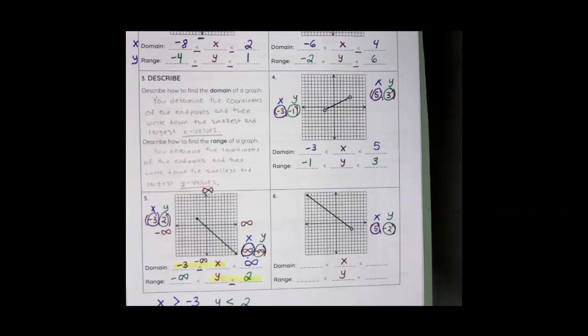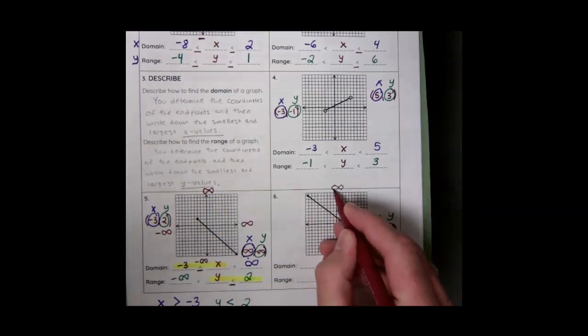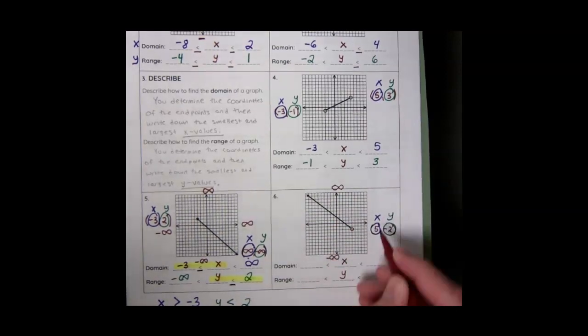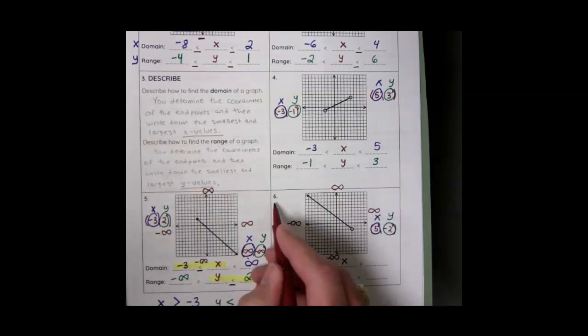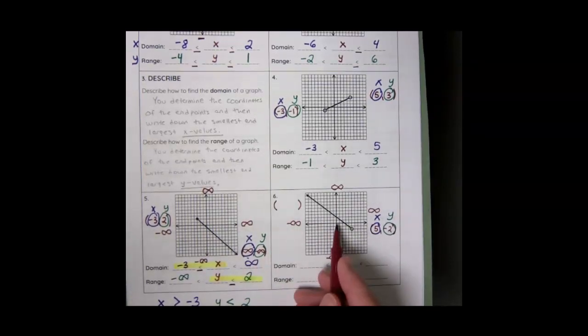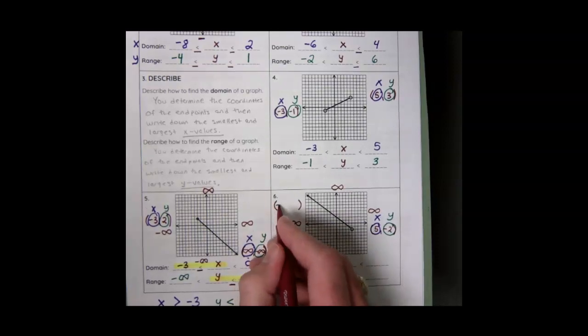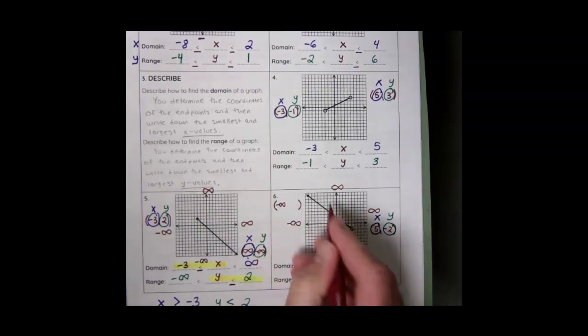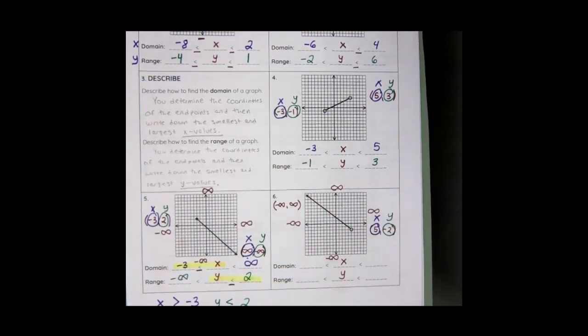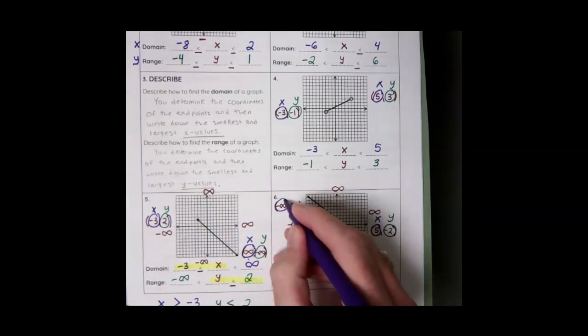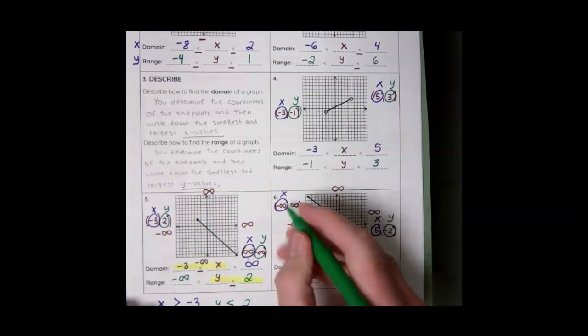Now, to discover the other point, remember, this is positive infinity, negative infinity. So this coordinate, our x value would be negative infinity. Our y value would be positive infinity. Okay, again, this is my x value. This is my y value.